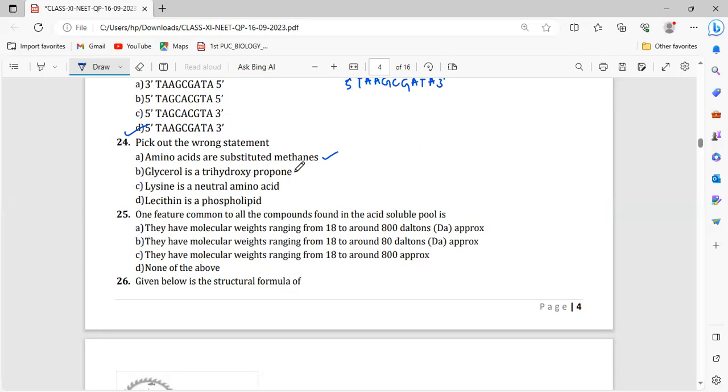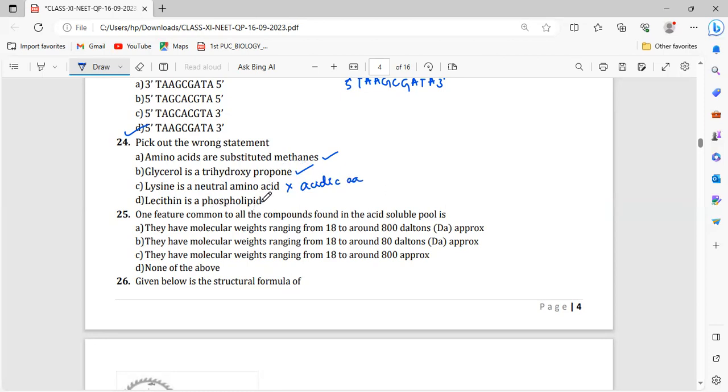Glycerol is a trihydroxypropane, which is also correct. Glycerol contains 3 OH groups and 3 carbon atoms. So, glycerol is trihydroxypropane. Lysine is a neutral amino acid, which is wrong. Lysine is a basic amino acid.